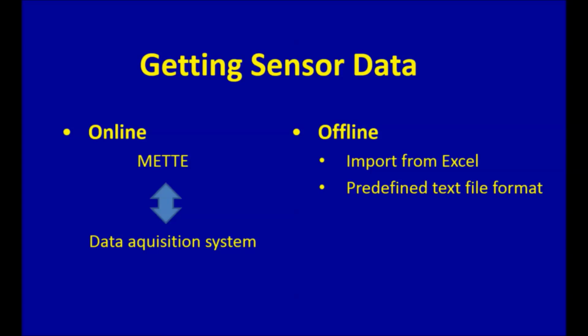To enable virtual metering, measured data from field-installed sensors must be available. This can be done either through a data link to an external data acquisition system for online applications, or by importing historical data organized in Excel spreadsheets or predefined text file formats to a local database.